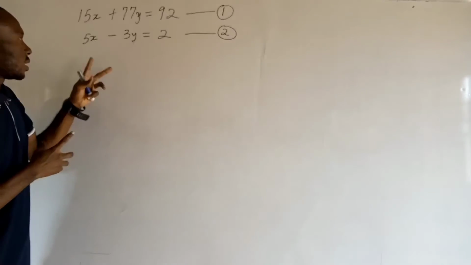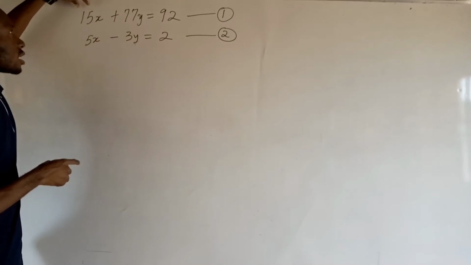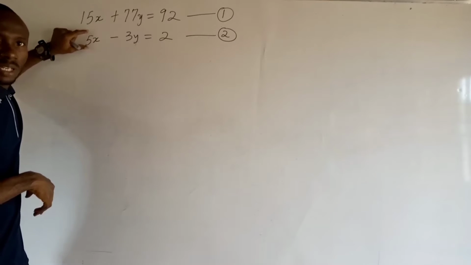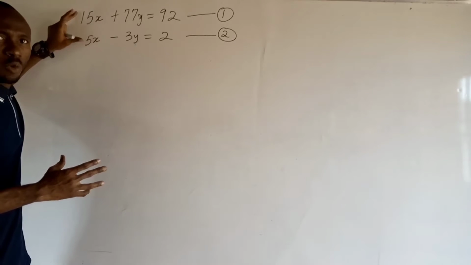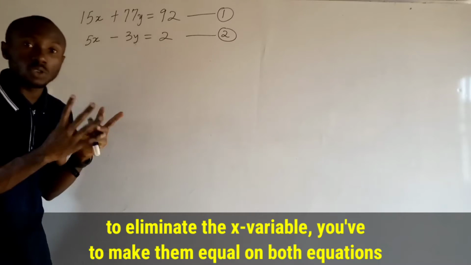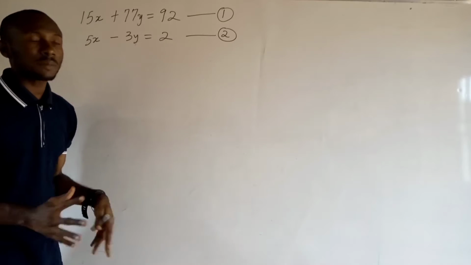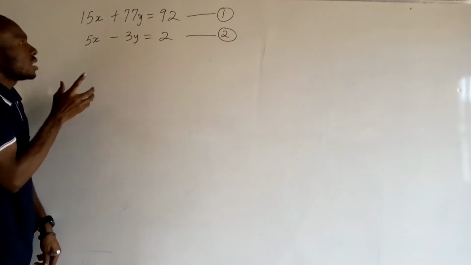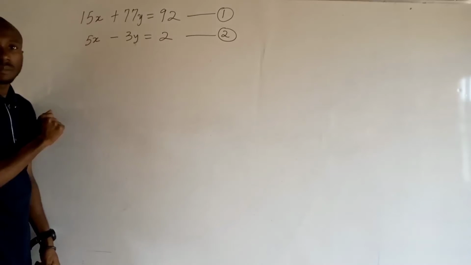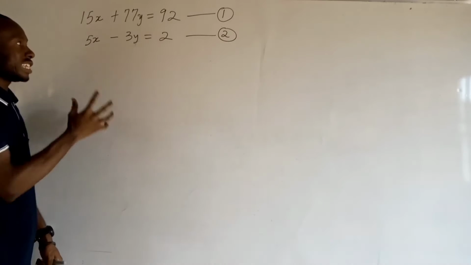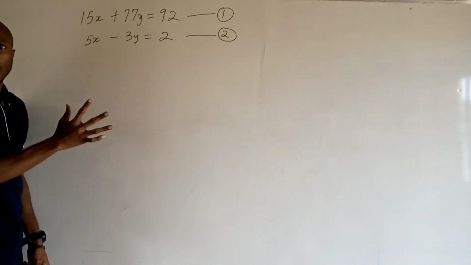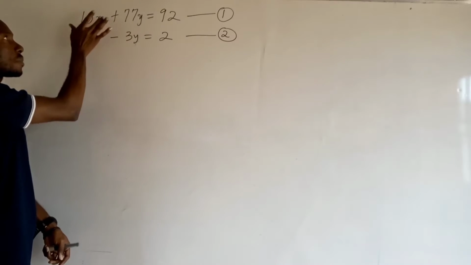So I want to eliminate the x variable. You can see in the first equation the quantity of x is 15 and in the second it is 5. For you to eliminate this variable, you have to make sure they have the same quantity. How do you go about that? In equation 2, I can easily increase this 5 to 15 by multiplying by 3. When I multiply this whole equation by 3, I can increase the 5x to 15x.